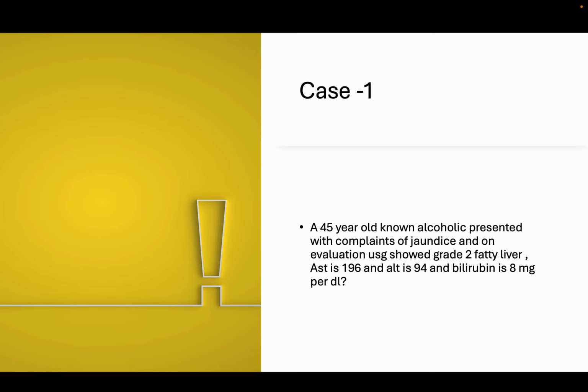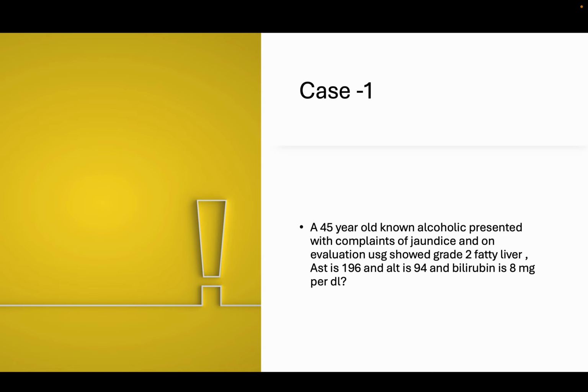How do you differentiate hepatocellular and obstructive jaundice? We'll discuss that in a later case-based scenario. But here, with AST more than ALT, there are two possibilities: alcoholic liver disease and cirrhosis of the liver. Here, alcoholic steatohepatitis is a possibility. So you treat them by making them abstain from alcohol.